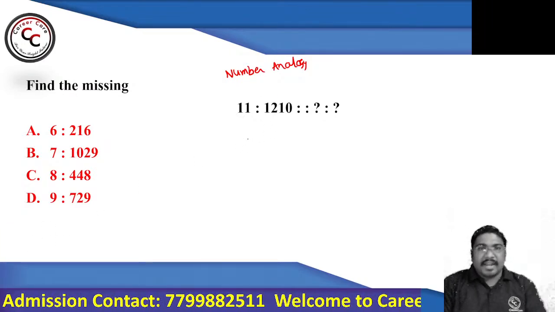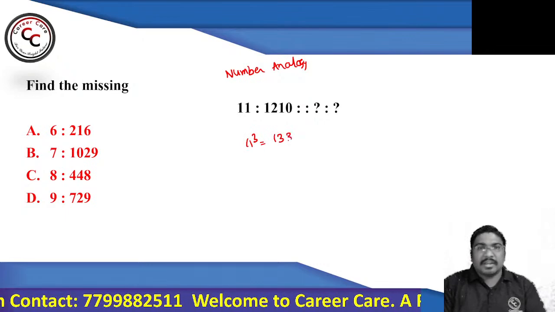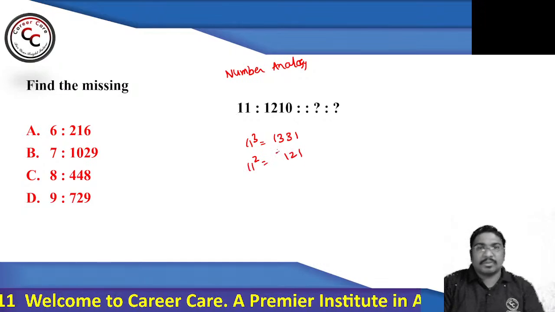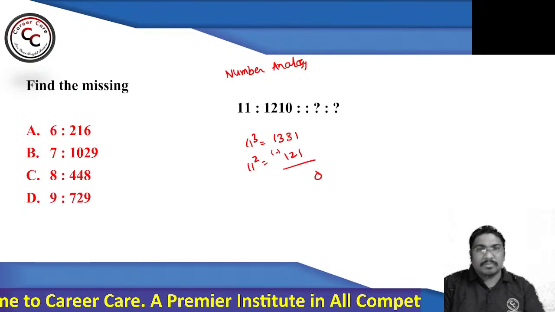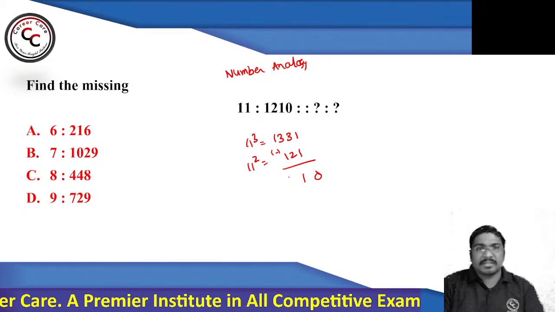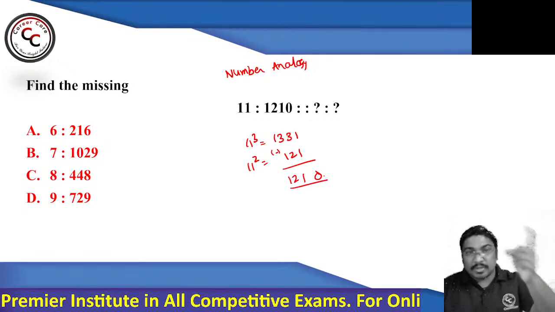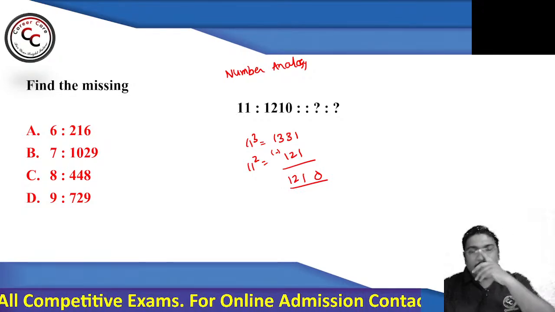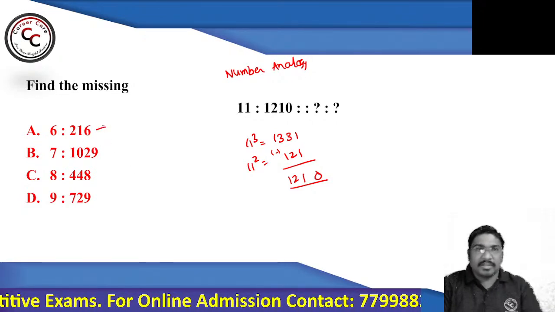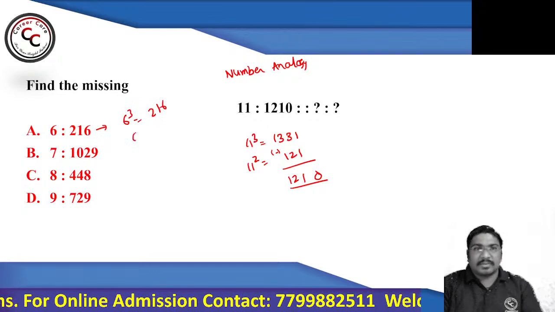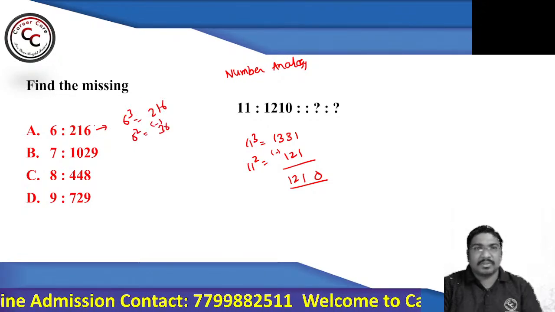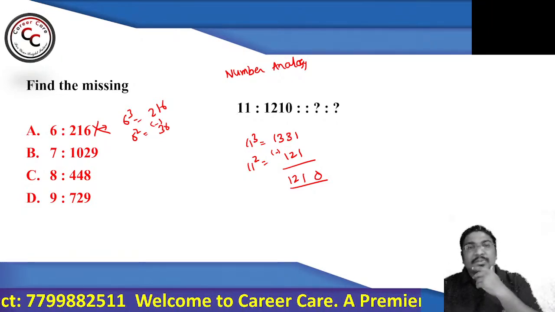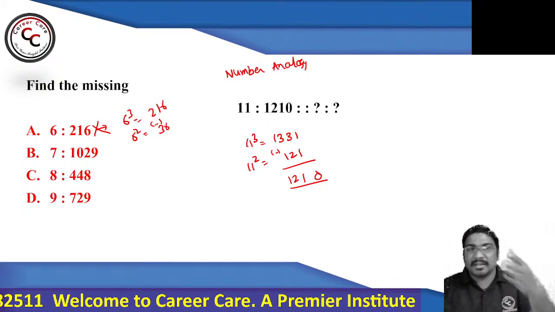So I can definitely say that 11 cube is 1331. Similarly, 11 square is 121. So if you subtract, 1 minus 1 is 0, 3 minus 2 is 1, 13 minus 1 is 12, 1210. So it is the cube and square difference. Now if I look at the options, 6 cube is 216, 6 square is 36. So the difference between these two is not 216, so you can ignore option A. Similarly, you can ignore option B also. Why? Because 7 cube is 343, but here he has given 1029.